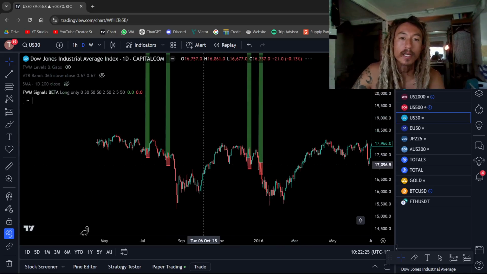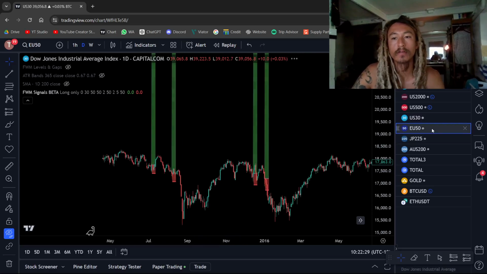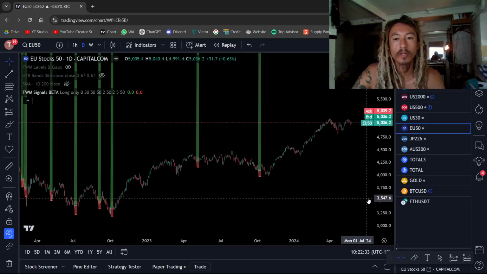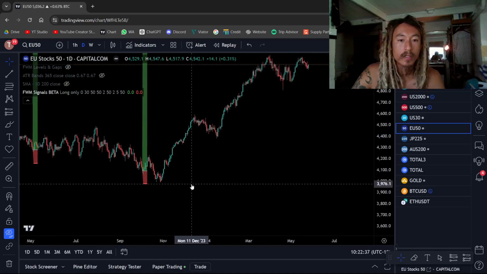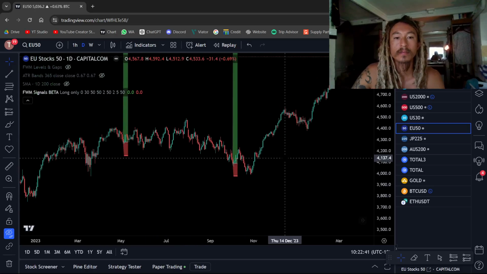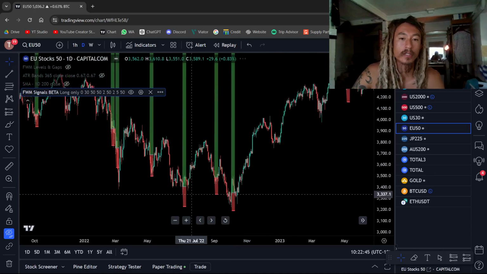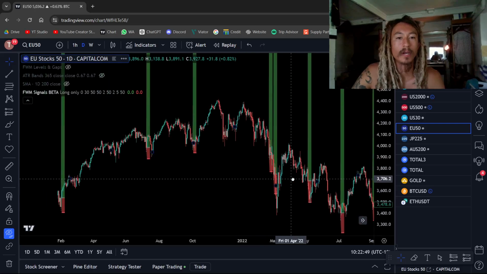One kind of interesting. Definitely looks better for ETH from what I'm seeing so far, but again, needs work. So EU50, this one didn't get stopped out. This one looks awesome. Really good buy down here, October 22 as well. Get at the bottom of the bear market.